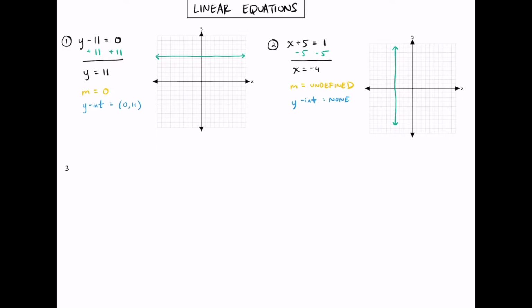All right, so for number 3, let's try another one here. Let's try negative x minus y minus 13 is equal to 0. We want to put this so that y is isolated, that dependent variable. So we're going to add y to both sides of the equation here. So y will be by itself. We'll have negative x minus 13 is equal to y. And you can turn this around and say y is equal to negative x minus 13.